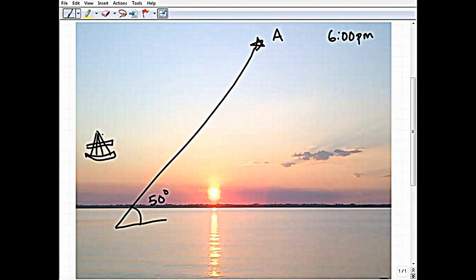You've probably seen mariners using it. They pick this thing up, they look through it, and then they swing something back and forth, and it's able to tell them the angle of an object above the horizon. You really do have to be very specific with these measurements. So anyways, I take my sextant out. I know it's 6 p.m., and I look at star A, and I'm seeing it 50 degrees above the horizon at 6 p.m. on this particular day.